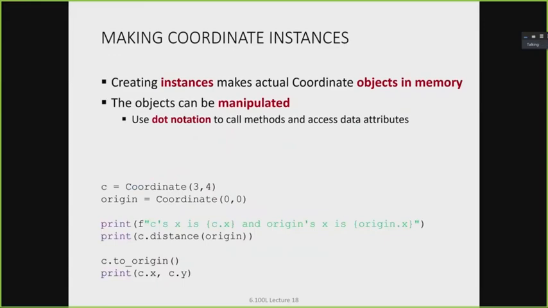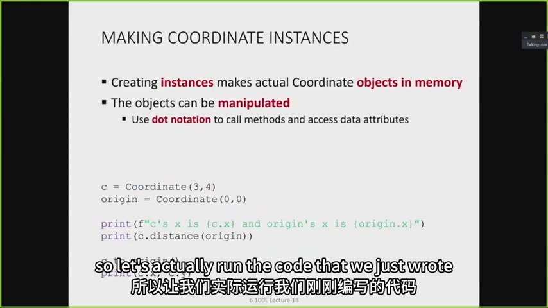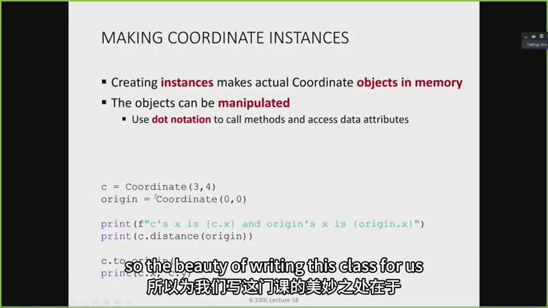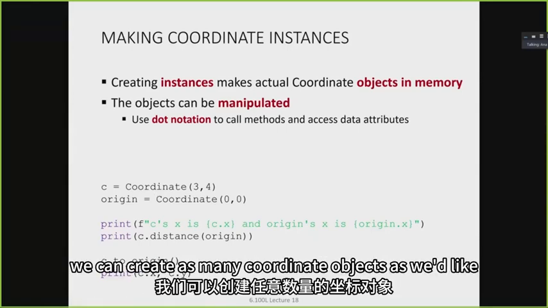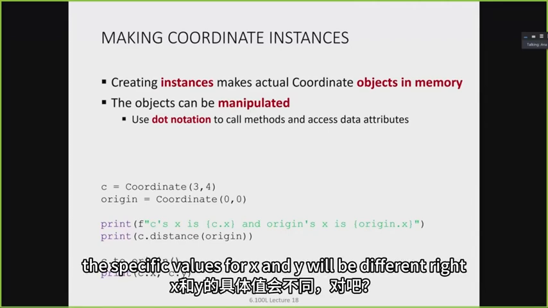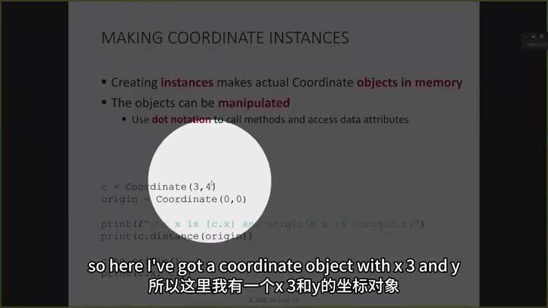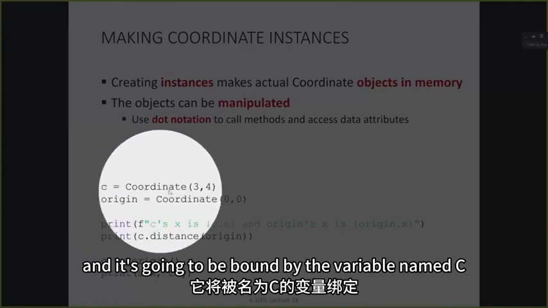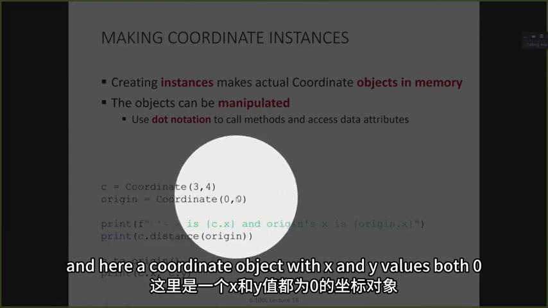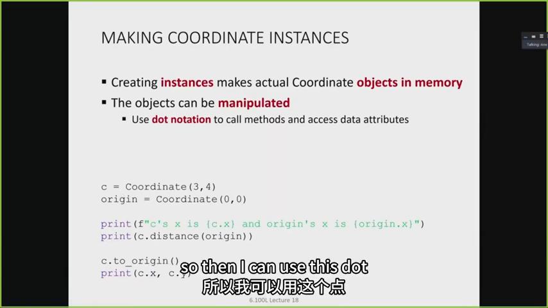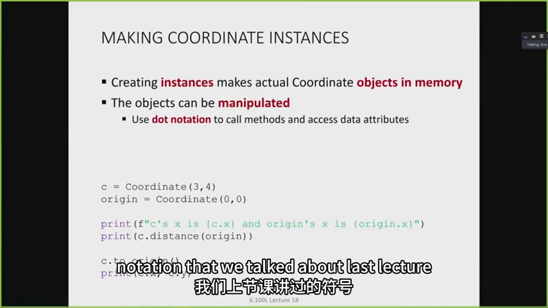Okay. So let's actually run the code that we just wrote. So here I've got 2 coordinate objects being created. The beauty of writing this class for us is that now we can create as many coordinate objects as we'd like. They all will have an x value and a y value associated with them. It's just that the specific values for x and y will be different, right? So here I've got a coordinate object with x 3 and y 4 being created, and it's going to be bound by the variable named c. And here a coordinate object with x and y values both 0, bound to a variable named origin.